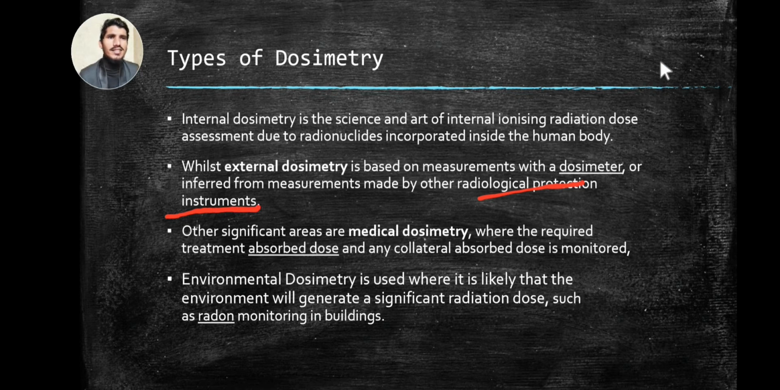The next thing is that other significant areas include medical dosimetry. What we have studied so far is internal dosimetry and external dosimetry, and the next is medical dosimetry. In medical fields, for example for curing cancer, we use radioactive substances and radiation. For a lot of different purposes in the medical areas we use medical dosimetry. And the next thing is environmental dosimetry.